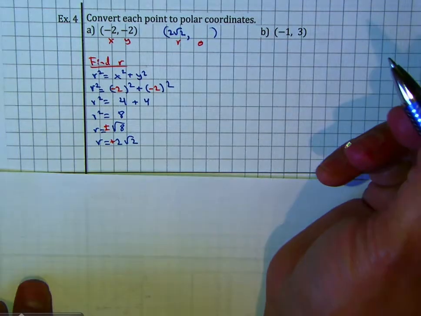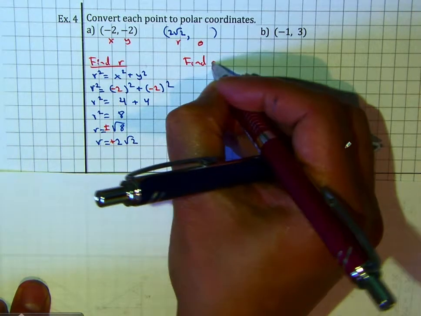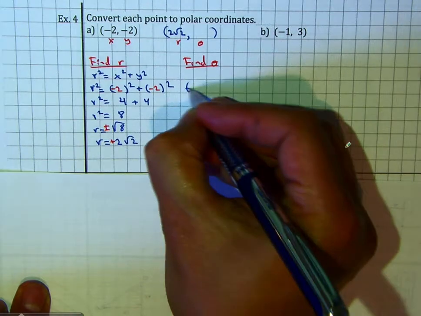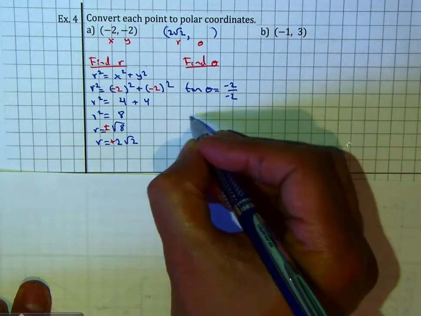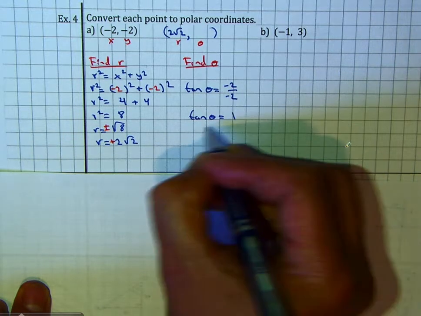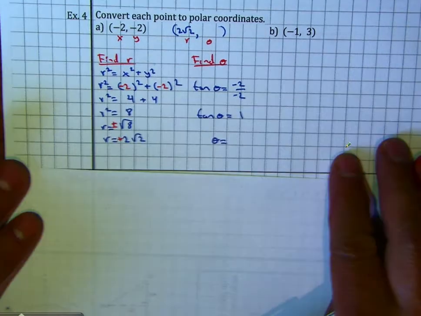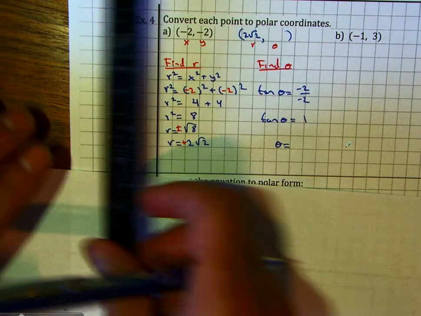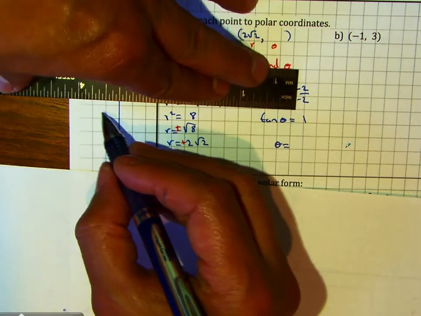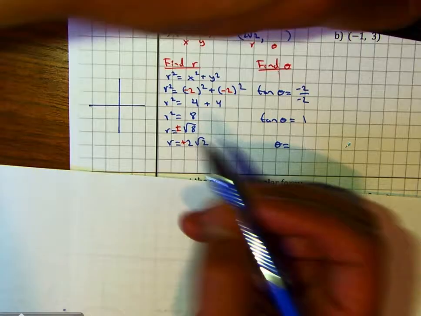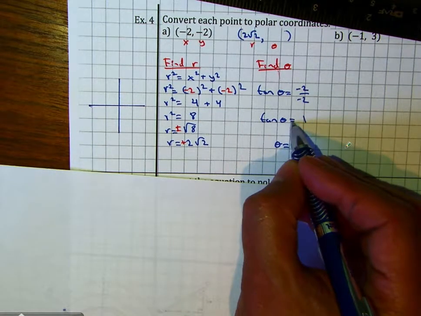Now to find theta, I need to use my other formula, which is my tangent. So therefore the tangent of theta equals y over x, which is negative 2 over negative 2. So therefore the tangent of theta will be positive 1. So what is the angle? Now one of the things that you have to be careful about is that whenever you are looking for your angle, using the same thing that we covered in the last section, the tangent of an angle is equal to 1.